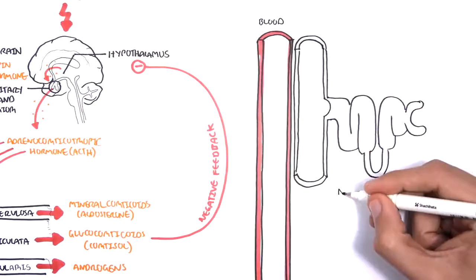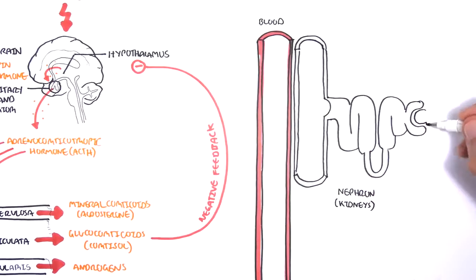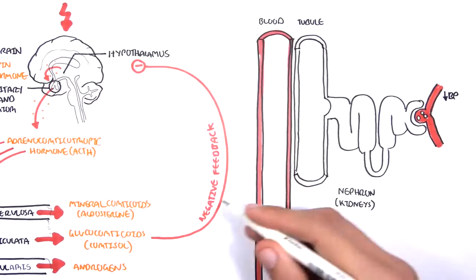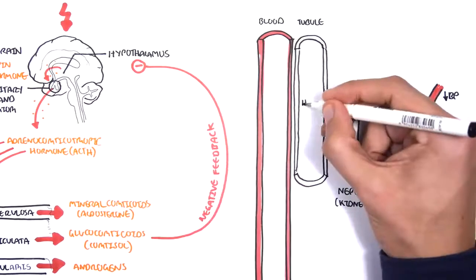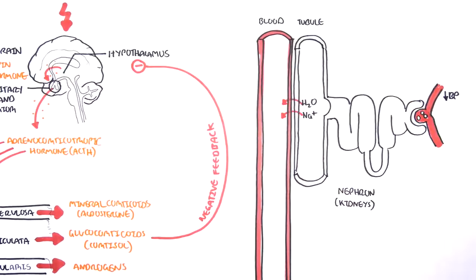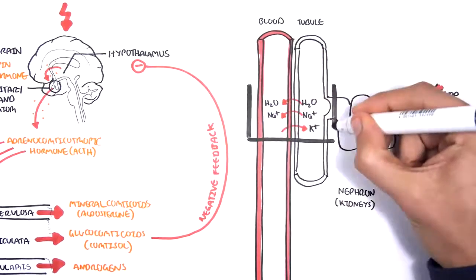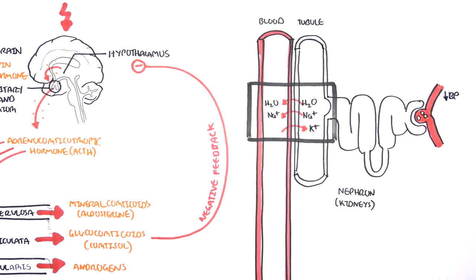And these guys are responsible for filtering, reabsorbing, and secreting things from our body, and thus also have a major role in controlling our blood pressure. So kidneys, the nephrons, have a big role in controlling blood pressure. When there is a decrease in blood pressure, the kidneys will reabsorb water and sodium back into the blood, and either reabsorb or secrete potassium in exchange. The increase in water and sodium in the blood will then increase blood pressure back to normal.